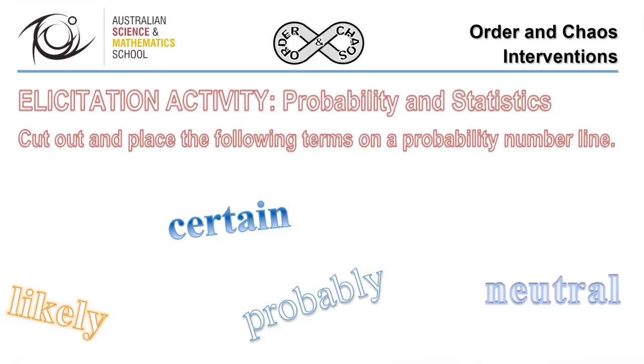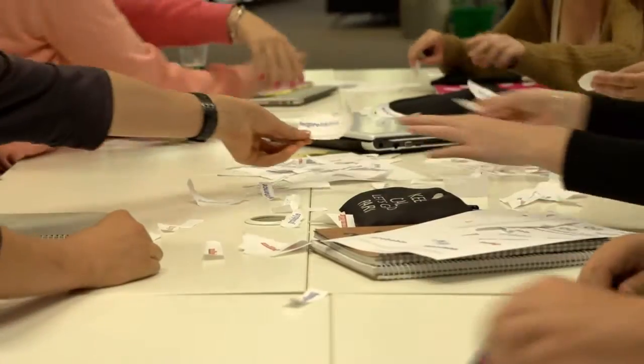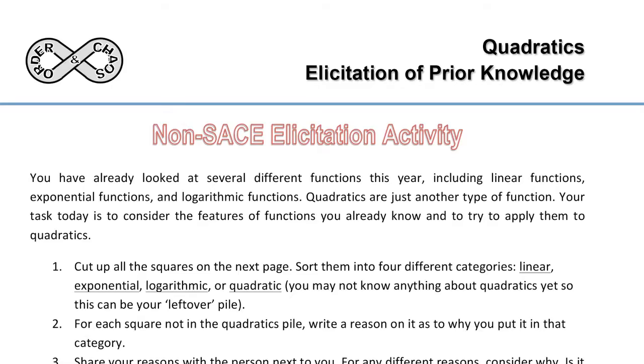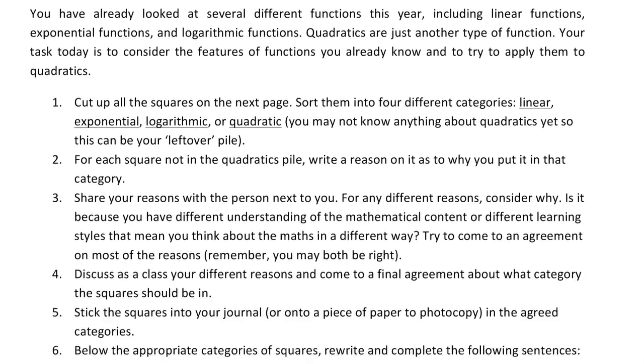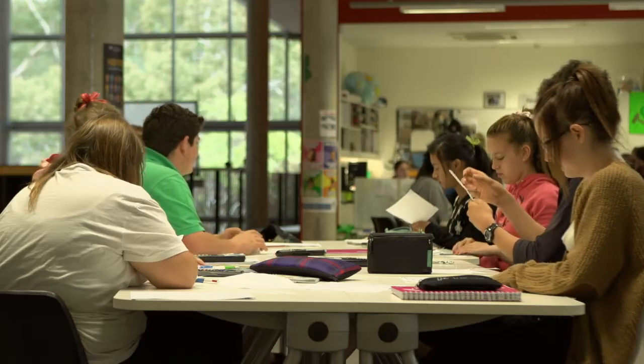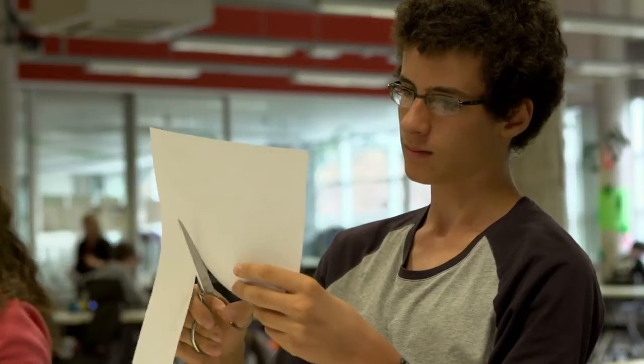At the beginning of the statistics and probability topic, students sorted words commonly used in everyday language on a probability number line. This helped them link their use of the words with mathematical uses. At the beginning of the quadratics topic, students used prior knowledge of other functions to articulate how they could identify quadratics based on features of graphs, equations, and contexts.